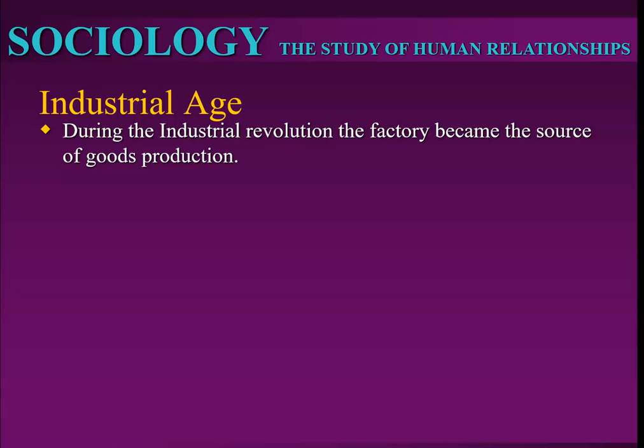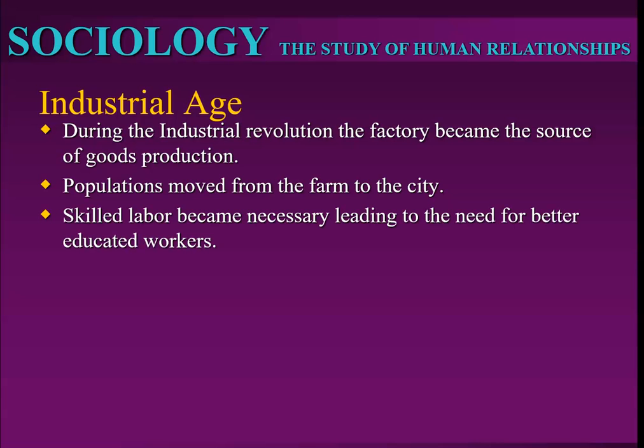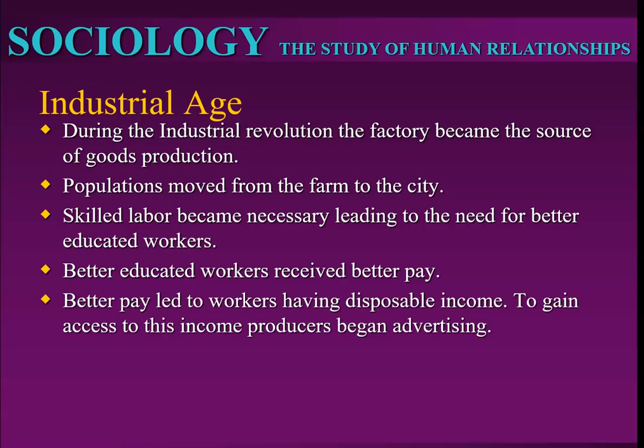During the Industrial Revolution, the factory became the source of goods production. Populations moved from the farm to the city. Skilled labor became necessary, leading to the need for better educated workers. The more education, the more efficient the workers became. Better educated workers received better pay, thus giving people an incentive to get a better education. Better pay led workers to having disposable income. To gain access to this income, producers began advertising.